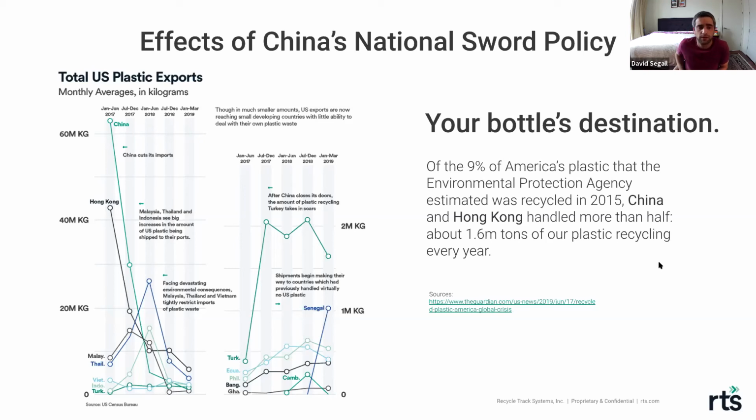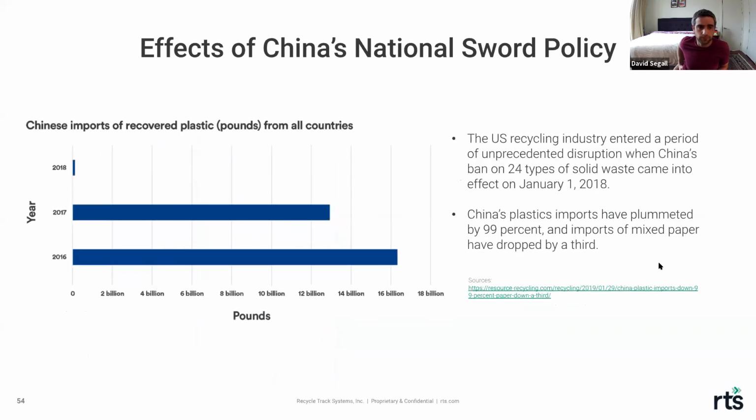Can we please move to the next slide? So this is just reiterating what I think we've already discussed, which is that from the Chinese perspective, their plastics imports have plummeted by 99%. It's essentially eliminating an entire trade, an entire industry. And imports of mixed paper have dropped by a third.